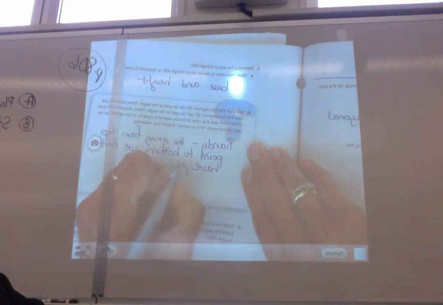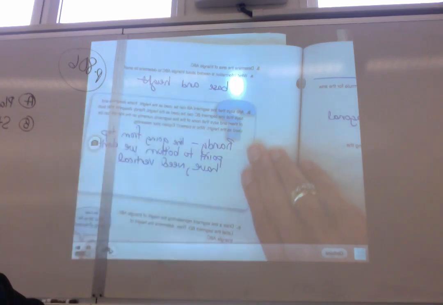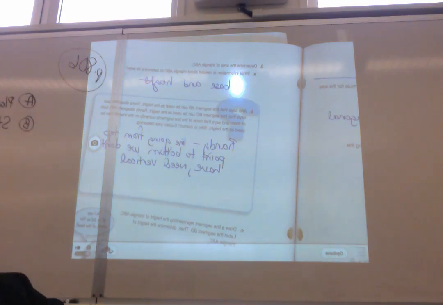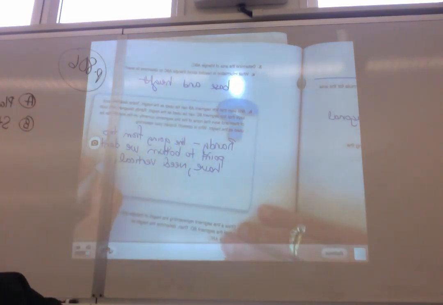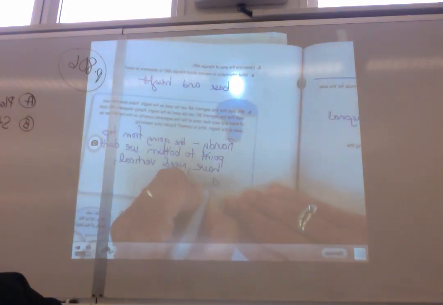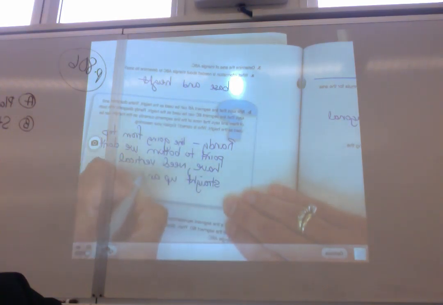Vertical. We need vertical. What does vertical mean? Up and down. And we need straight. Up and down.